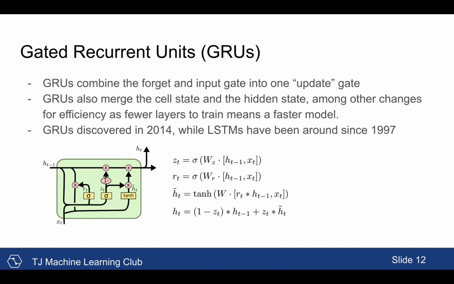Gated recurrent units, or GRUs, combine some gates together. For example, the forget and input gate become one update gate, along with the cell state and hidden state merging. There are a couple of other changes for efficiency. Now, because we have fewer layers to train, thanks to merging them, we'll have a faster model. GRUs are pretty new, especially compared to LSTMs, as we discovered GRUs in the last decade compared to LSTMs in the late 90s.